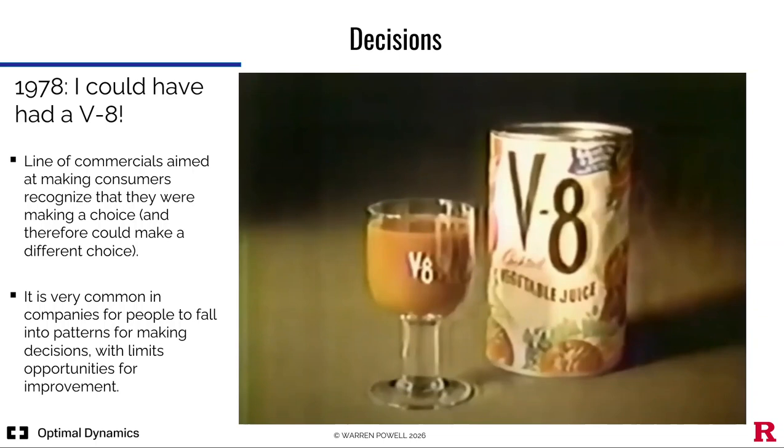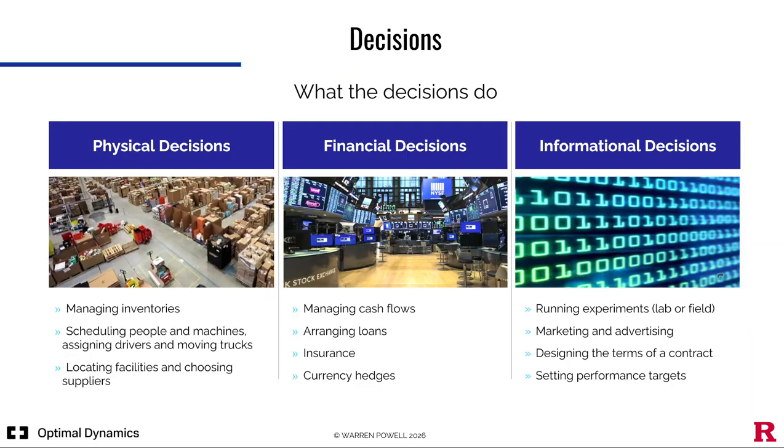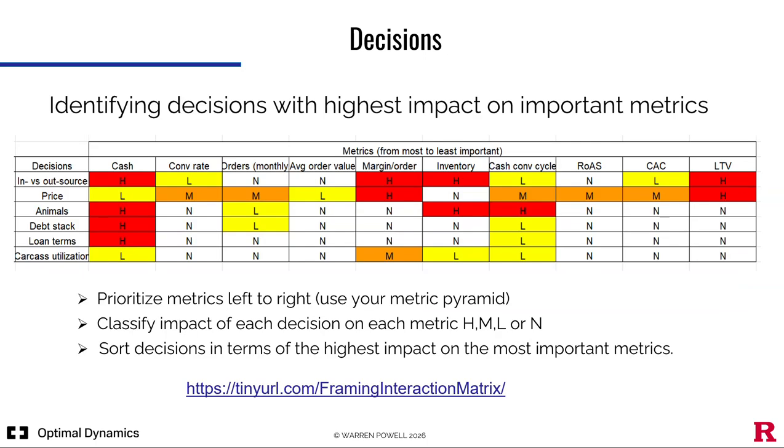This is a skill that I think not only can be taught, but needs to be taught in almost any domain of life. Now, decisions. What do decisions do? Well, obviously there are decisions that impact the physical world, but there are also decisions that impact the financial world. There's a more subtle class of decisions that change information. Marketing and advertising, setting a performance target are all informational decisions.